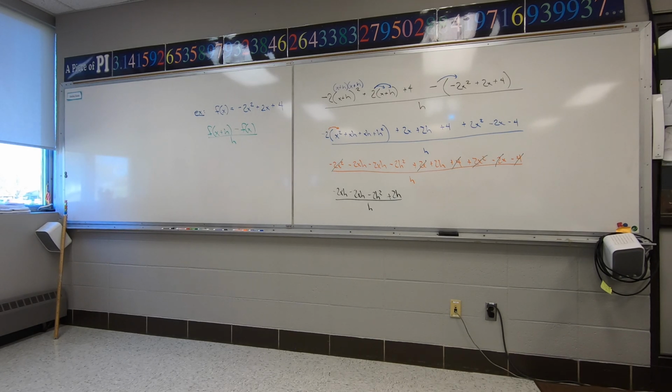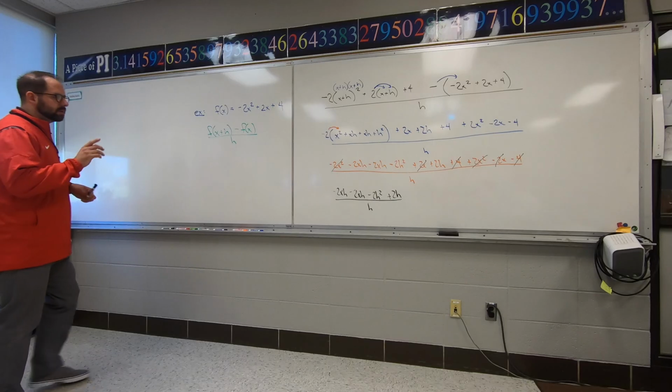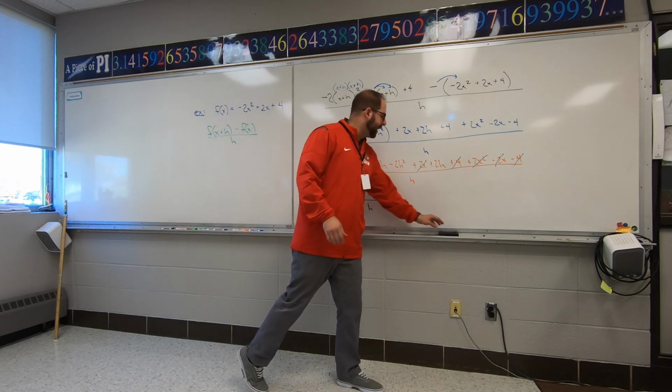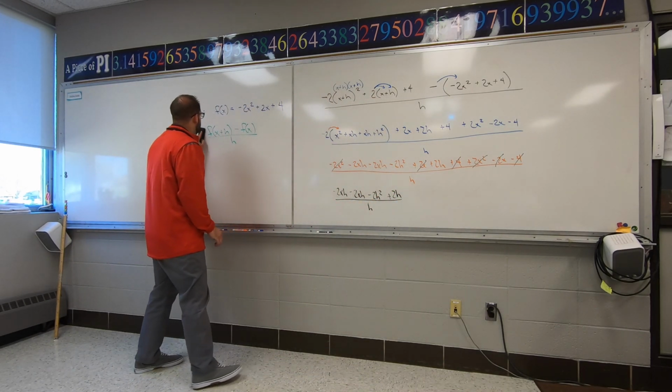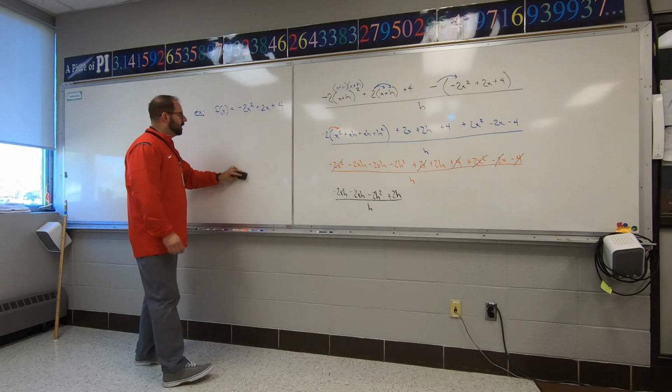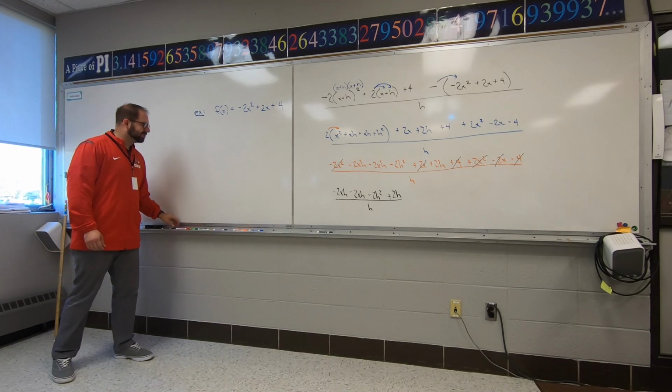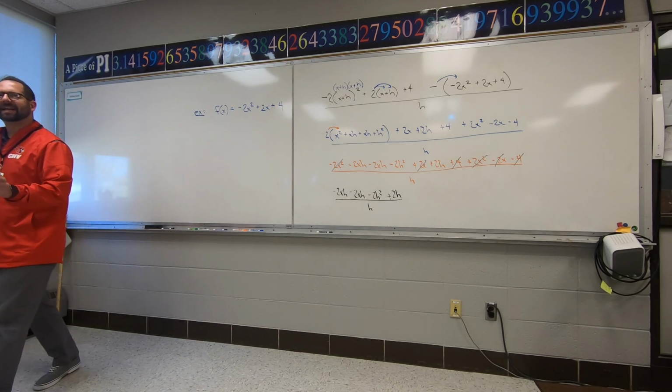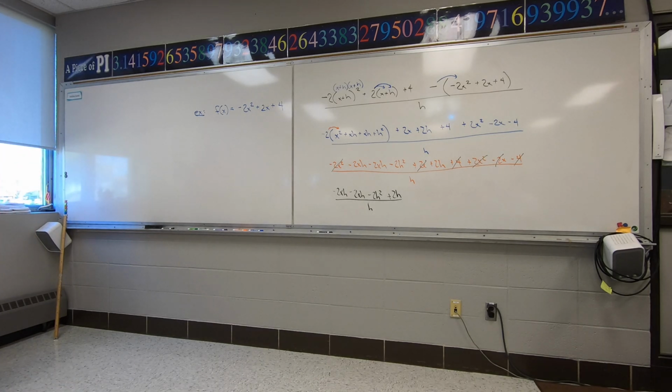Now what? Divide by h. Okay, so I'm going to divide by h here. I know I'm going kind of fast, sorry. Let me know if I need to slow down dramatically. I get kind of in that rabbit mode. But dividing everything by h.